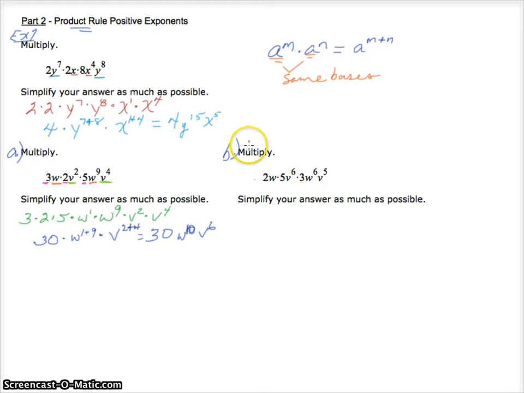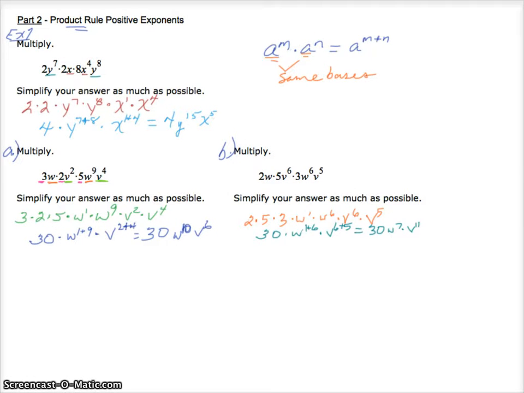Alright, go ahead and try letter B on your own. The answer that we should end up with is 30 w to the 7 times v to the 11th power. Also, I misquoted myself earlier. We don't want the highest power first, we want the lowest power first. So it's okay in any order, but traditionally we put the lowest powers first. Alright, let's look at another example in part 3.